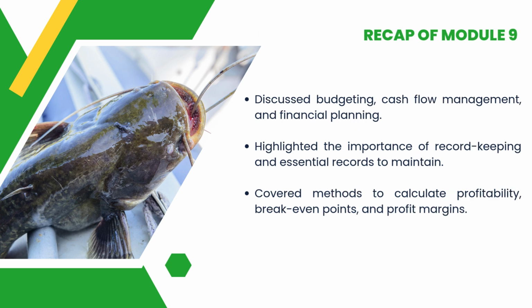As a summary of this course, I need you to understand that budgeting is very important for your catfish business. Cash flow management is so critical so that you don't have fish that you don't have money to feed. Financial planning is also very, very critical because it helps you know where you are headed in the business, and you need to keep records to be able to achieve all of this. And the essential records you should keep, which we addressed in this video. Lastly, we covered the method for you to calculate profitability, break even point, and profit margin.